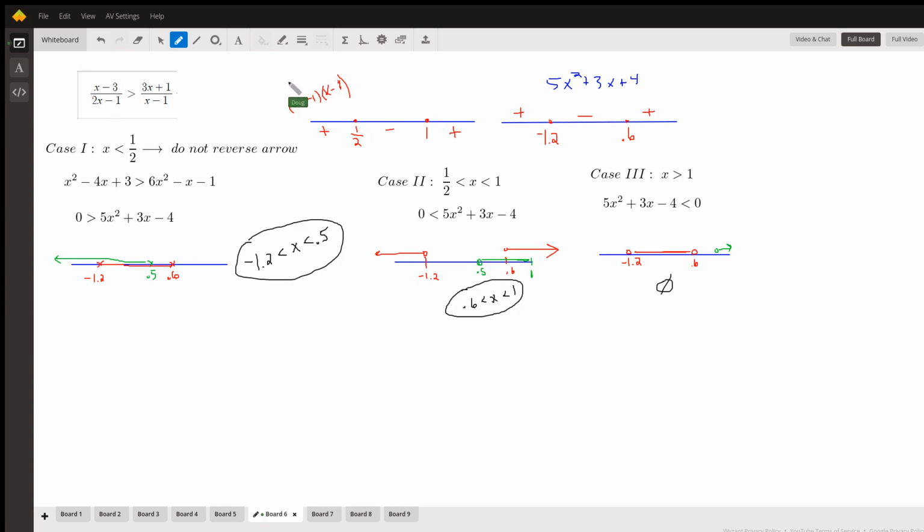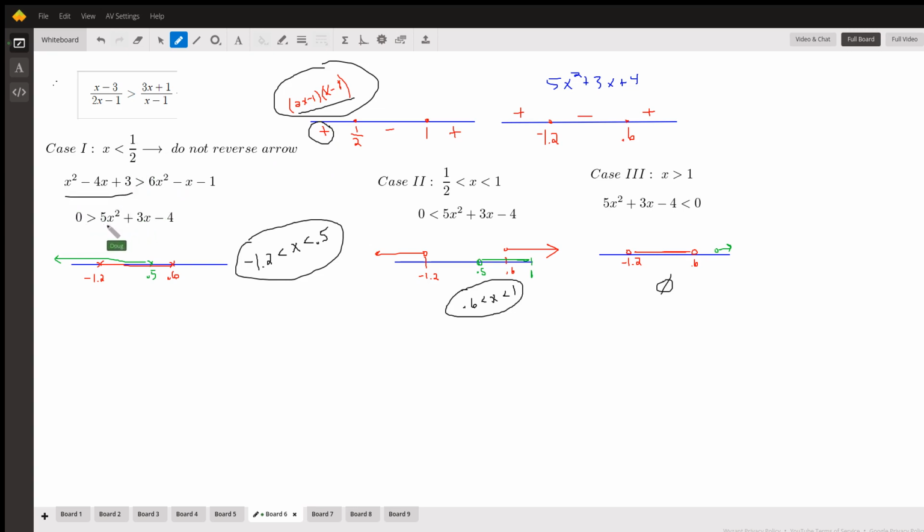Here's a little diagram that illustrates what happens if I multiply every term of this inequality by the LCD. To the left of 1/2, this LCD is a positive value. Between 1/2 and 1, it's a negative value. And to the right of 1, it's a positive value. So case 1 says, let x be less than 1/2. That means I'm multiplying every term by a positive number, so the arrow does not get reversed.